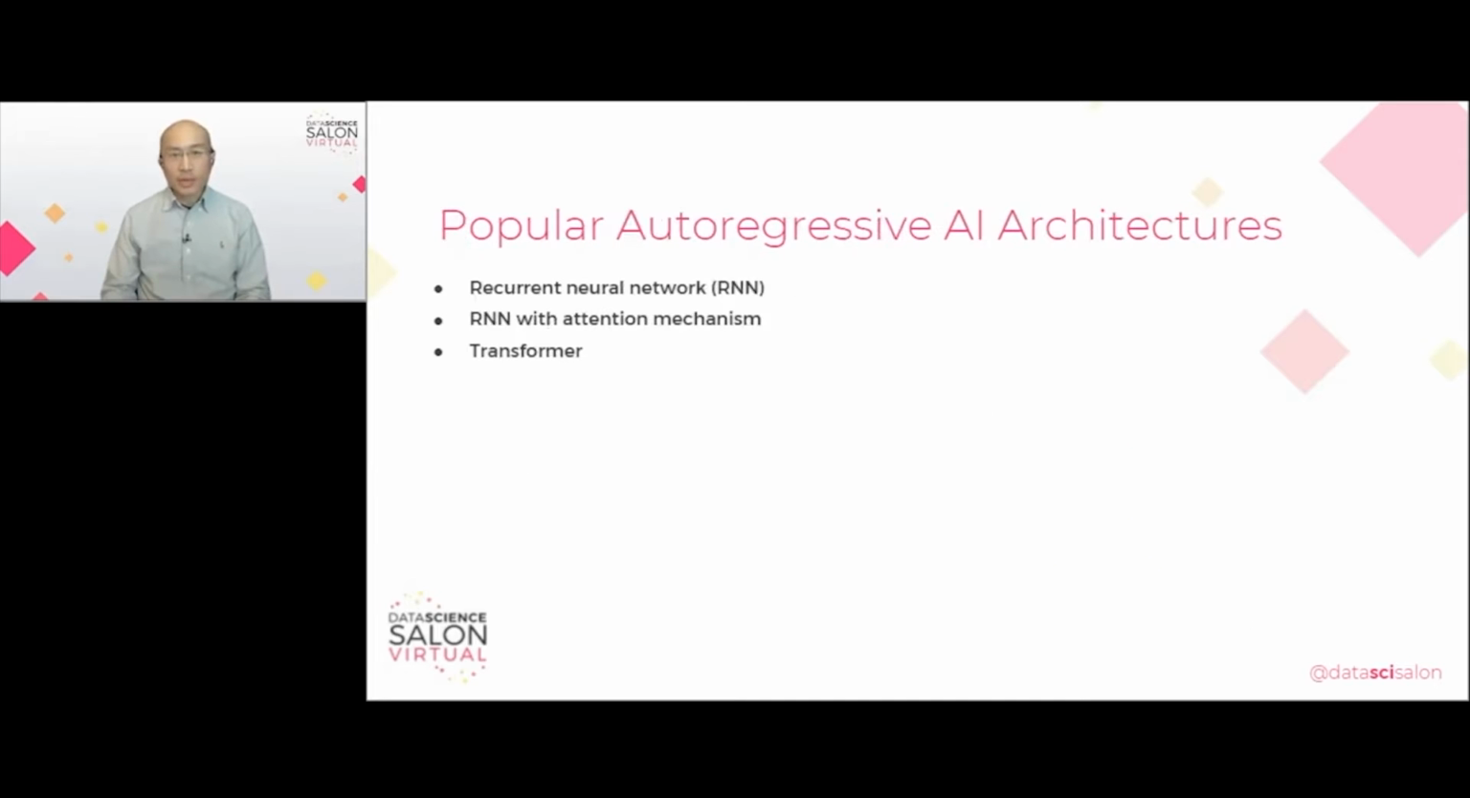So there are some popular autoregressive AI architectures out there. There's the recurrent neural network, which has been around the longest. There's the RNN with the attention mechanism, which works slightly better. And there's the transformer, which is based purely on attention. I'm not going to go over this in detail in this presentation, but there are plenty of resources on the internet if you want more details on that.